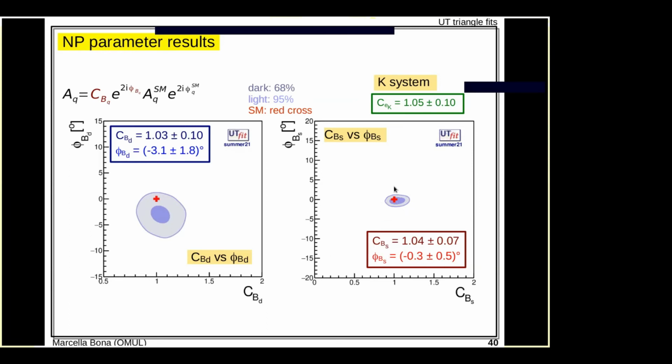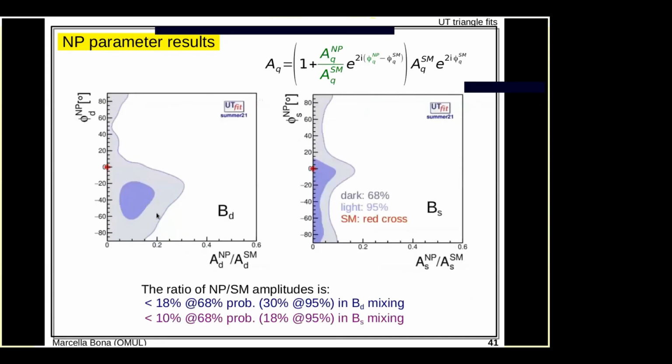And you see how this is a rather recent change where now the B sub S is so precise that it's really closing on the standard model. And now there's a little bit of a tension on the B sub D side, which is something that has been happening in the last 2 years.